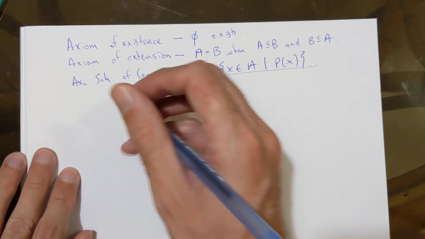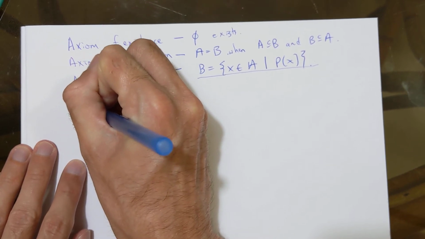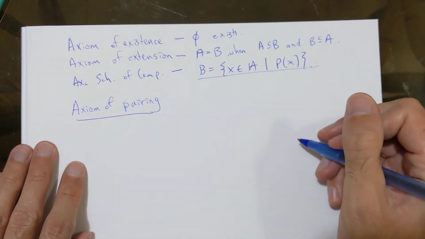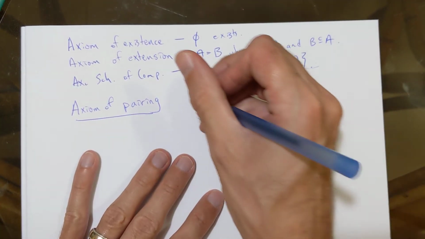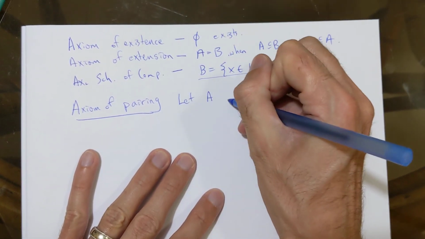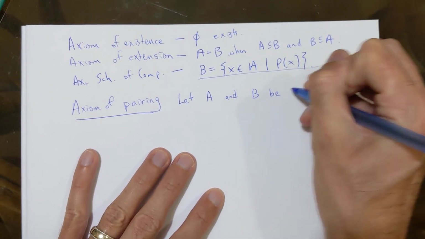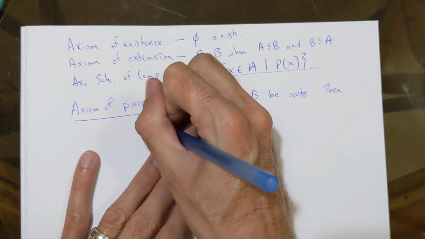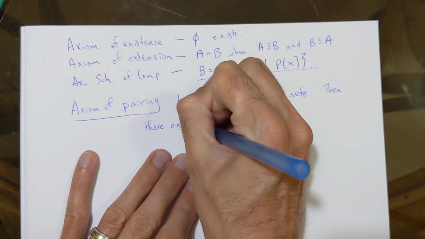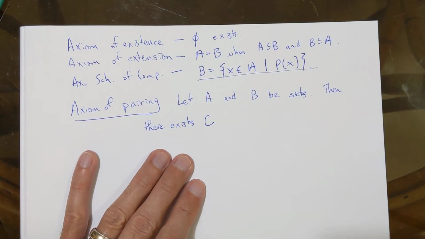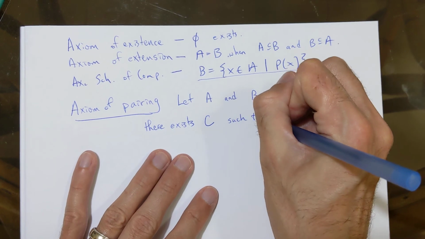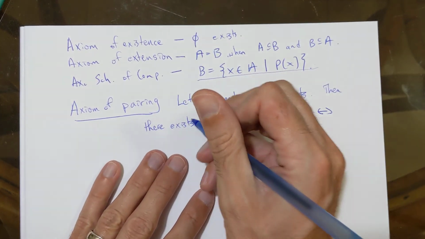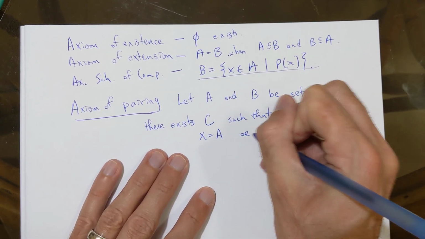Okay, now we have the axiom of pairing as our next axiom. And that tells us that if we take two sets A and B, then there exists another set, a set C, such that X is in C if and only if X equals A or X equals B.